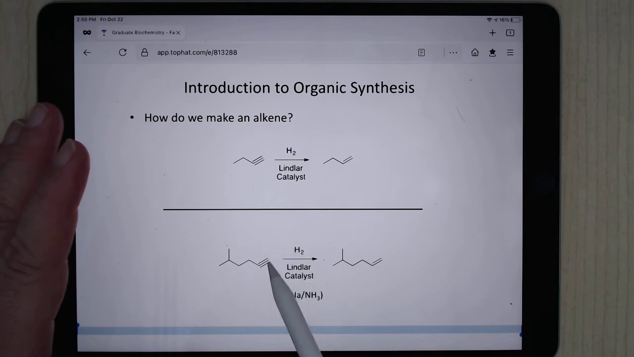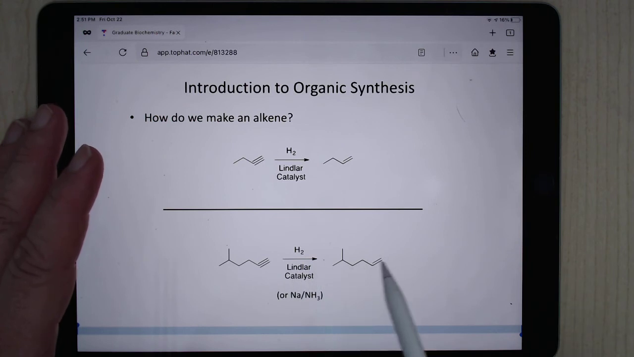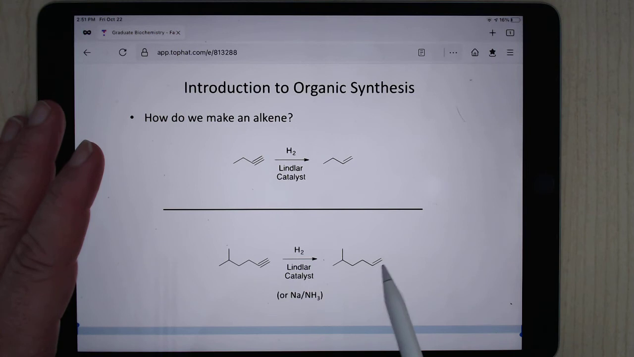And the easiest place to have that triple bond is right there, because then all we have to do is either H2 with Lindlar, or actually you can do a Birch reduction for this, depending on which one, because there's no sister trans right here. So you just need to convert that triple bond into a double bond.